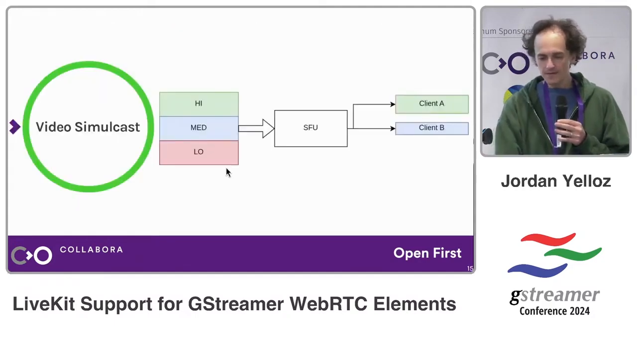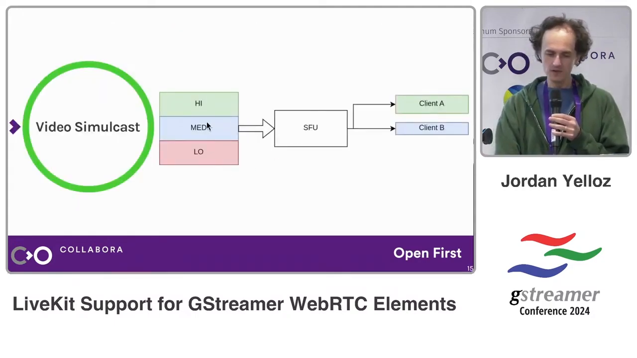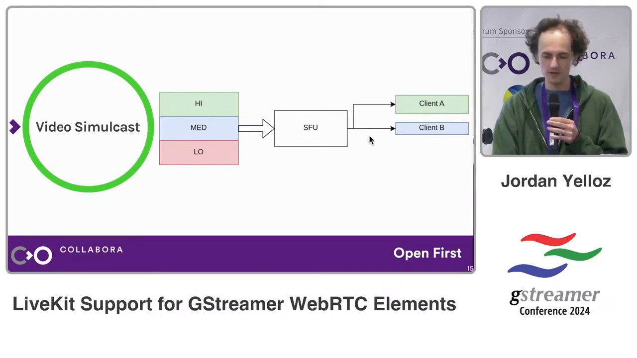Let's see. So this is the idea of what this can do. The sender sends multiple qualities, and the receivers can receive whichever one is appropriate for them, and that can change over time. So client A can get a bad connection, and they can go down to the low quality or something.